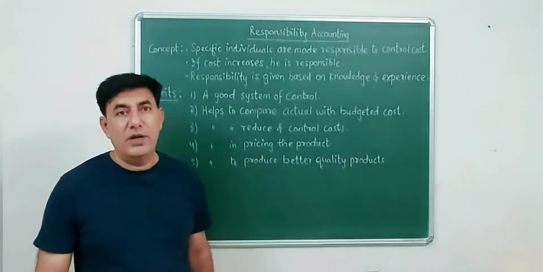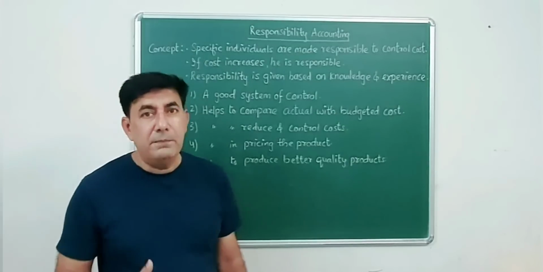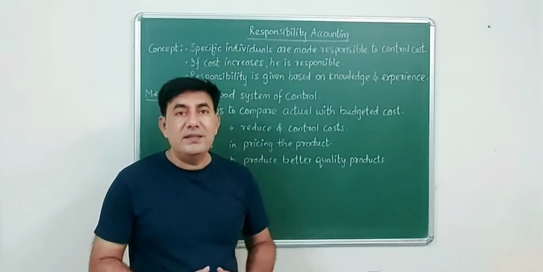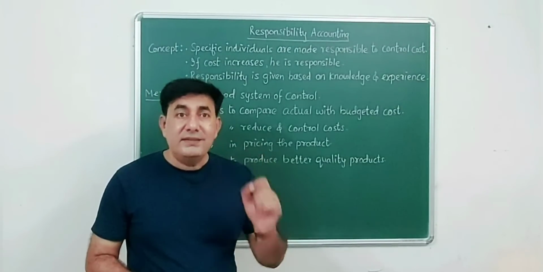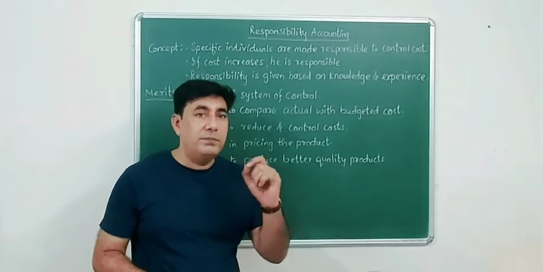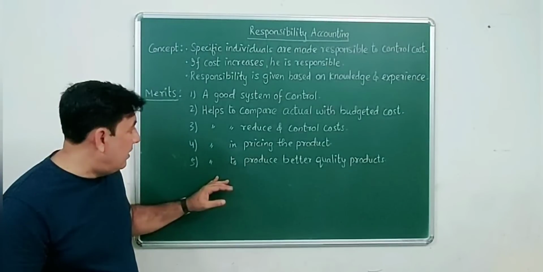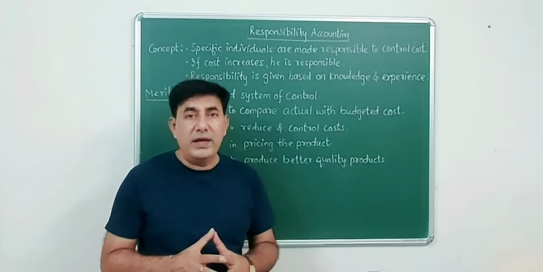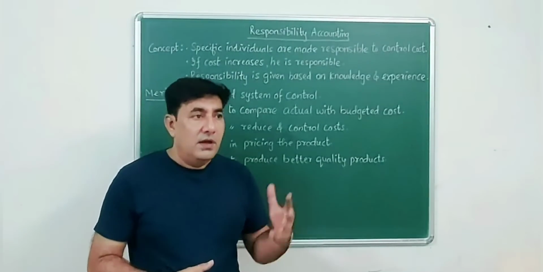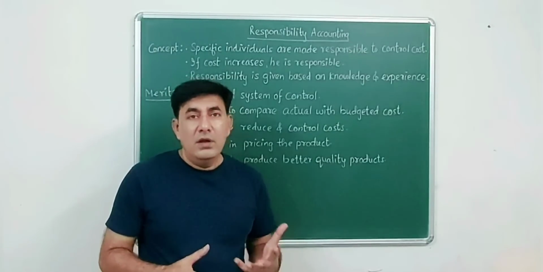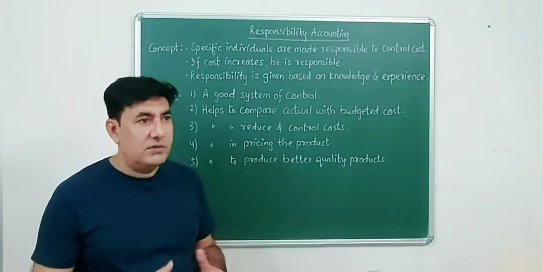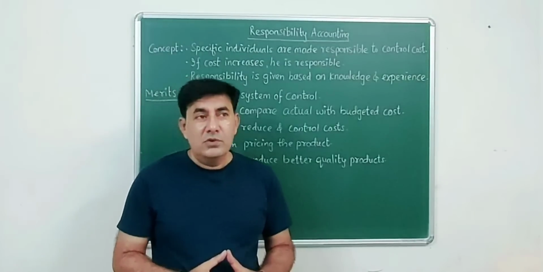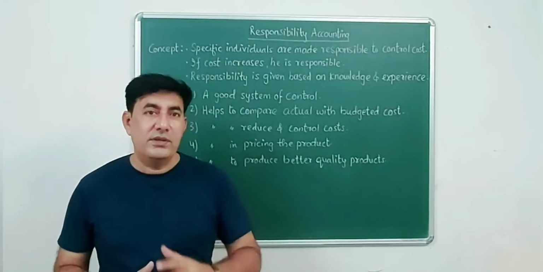Then it helps in pricing the product. Once the company knows the actual cost of production, accordingly it can plan out its pricing strategy, to fix the price of the product. What should be the price? And lastly, to produce a better quality product. It is not necessary that you produce goods merely at low cost. You have to maintain the quality, because this is a world of quality and the consumers are very, very conscious about quality. So a company should not compromise on quality to reduce the cost.